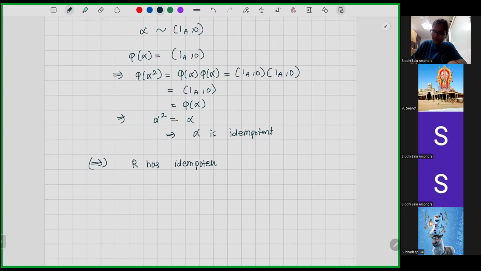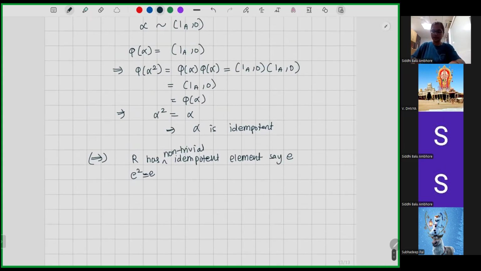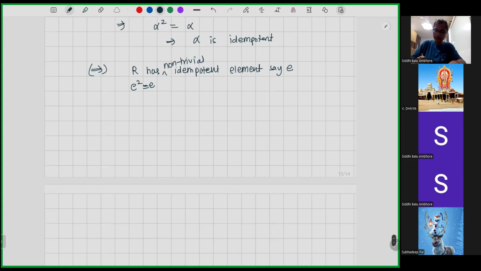Non-trivial. Let me write here non-trivial, say E. So we have E square is equal to E. Now consider this set RE, such that r into E and r in R. This is definitely the ideal generated by E in my ring R.